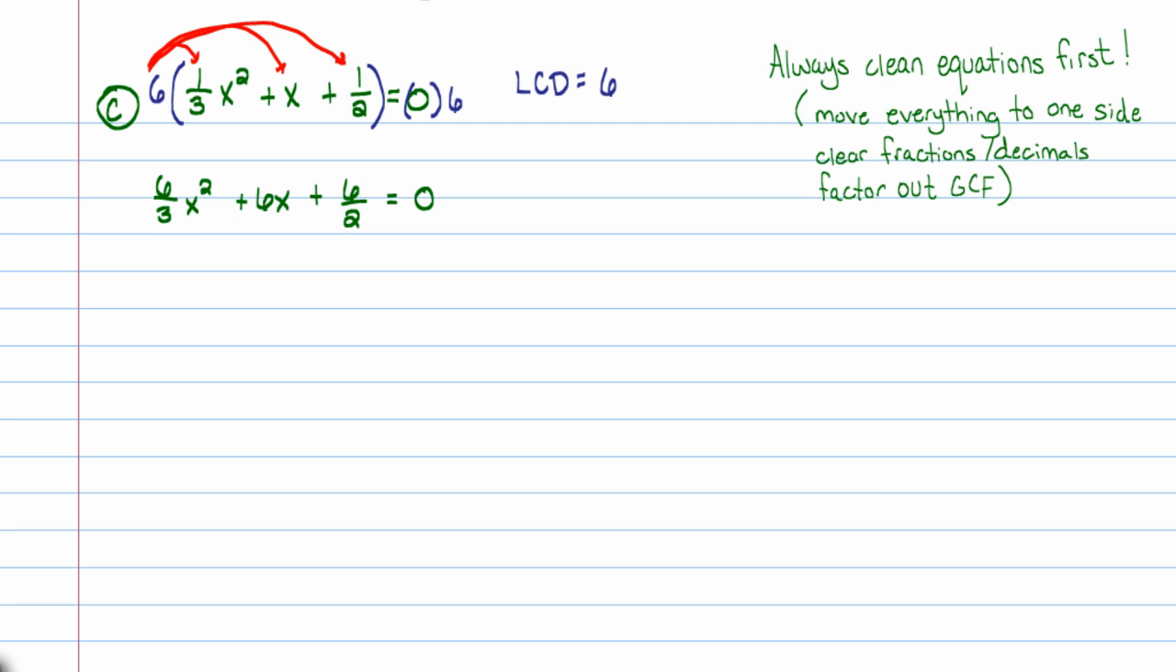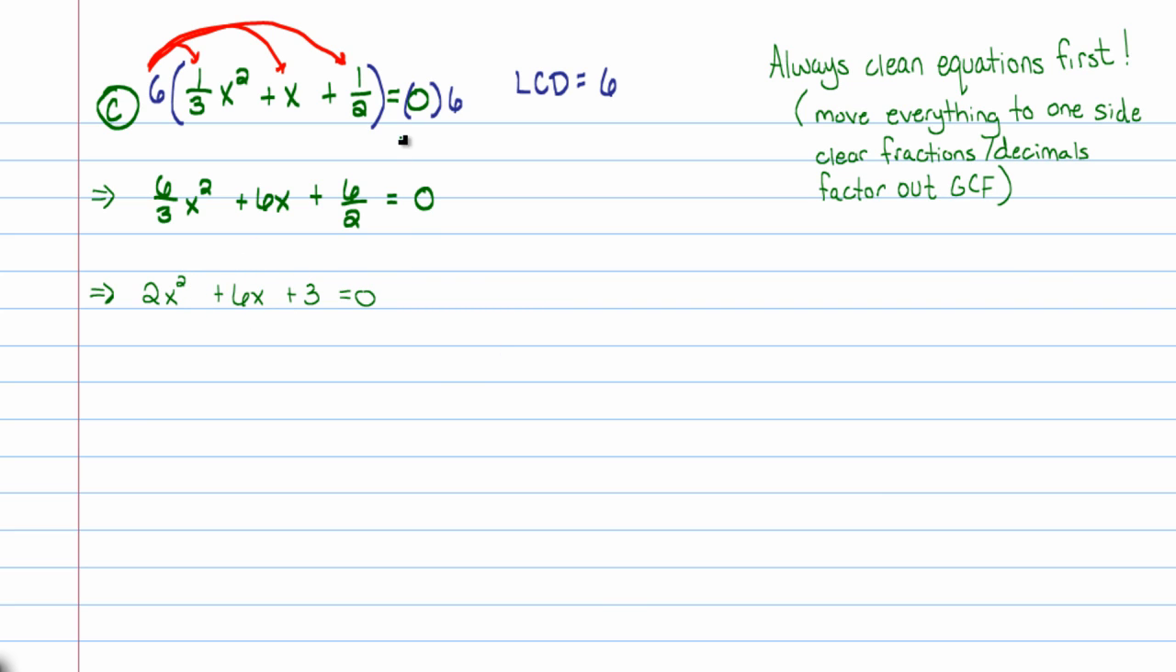And of course, this equation reduces down, or the coefficients do, to become 2x squared plus 6x plus 3 equals 0. I should probably keep my implication signs in there so that you know that the last step implies this next step, and so on and so forth.